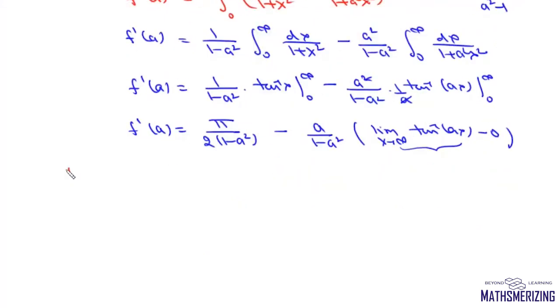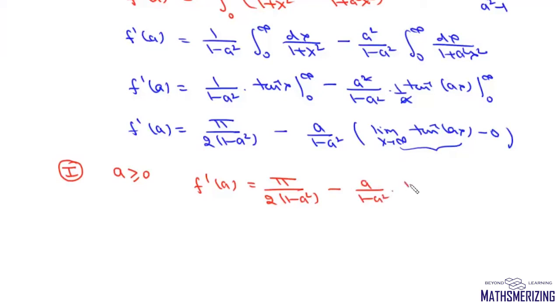Case 1, when a is greater than or equal to 0. So if a is greater than or equal to 0, we write f dash a as pi upon 2 into 1 minus a square, minus a upon 1 minus a square into pi by 2. So we'll get this as pi by 2, in the numerator we'll have 1 minus a and in the denominator we'll have 1 minus a square. Now 1 minus a will cancel. So we'll write this as pi upon 2 into 1 plus a. So this is your f dash a.